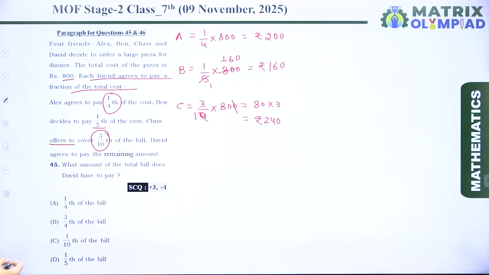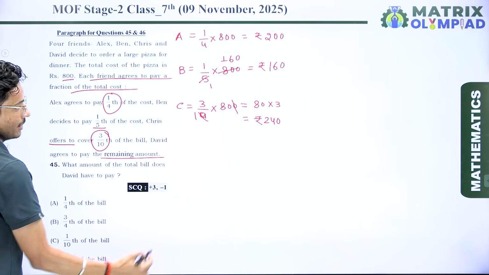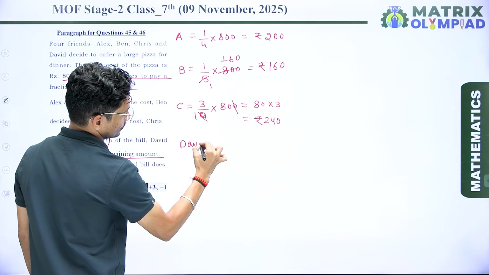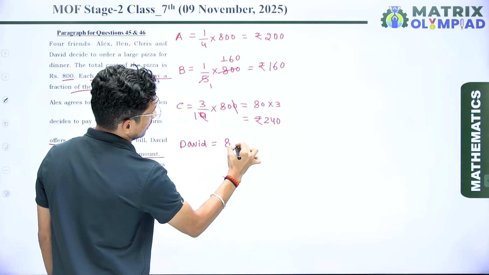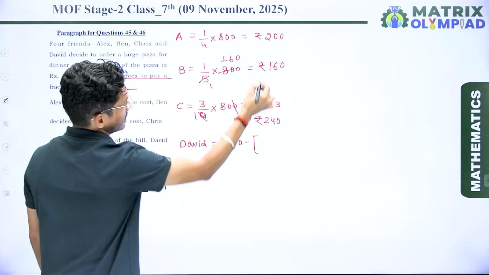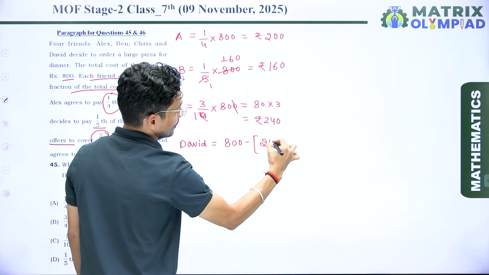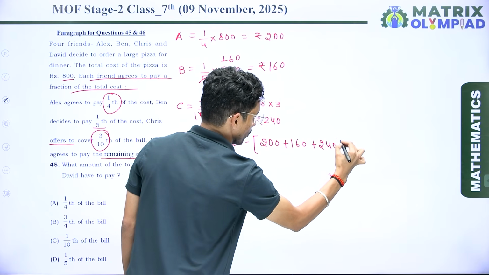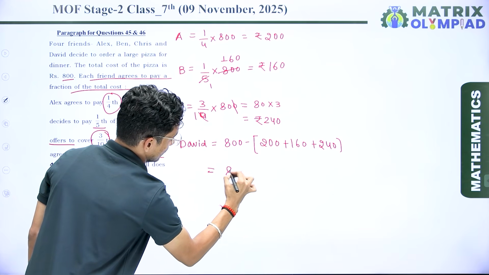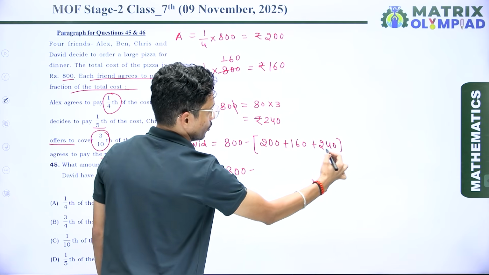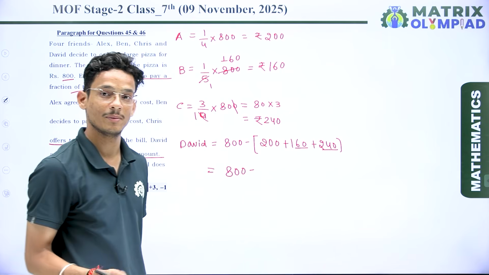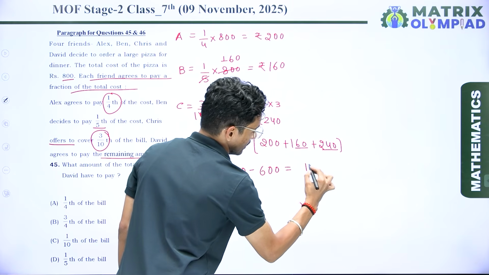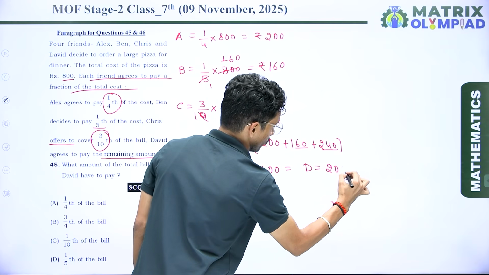And David agreed to pay the remaining amount. So the amount paid by David, that is 800 minus the sum of all these amounts. So 200 plus 160 plus 240. So 800 minus 240 plus 60, 300, 300 plus 400, 400 or 2, 600. It means David paid 200 rupees.